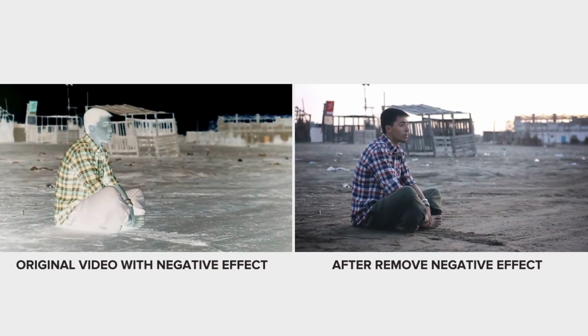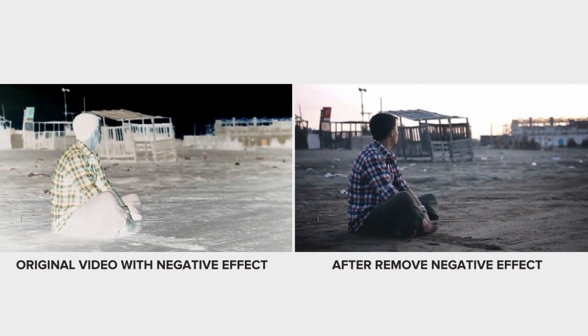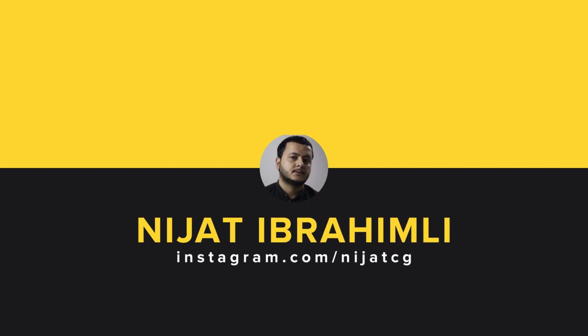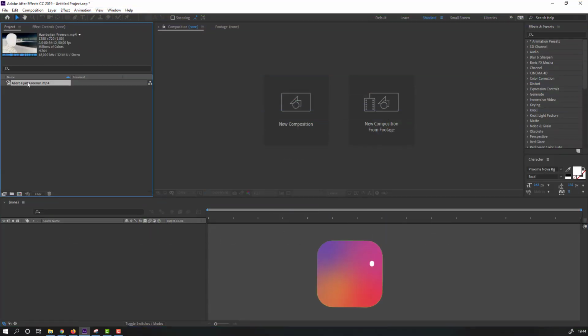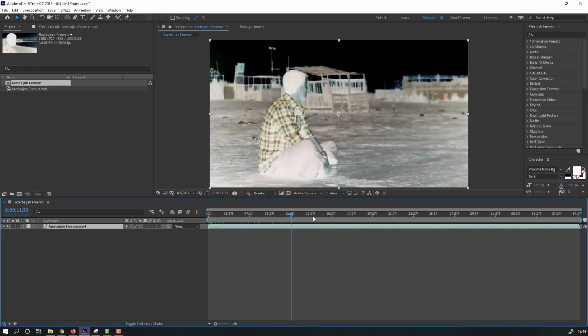In this tutorial, I'm gonna show how to remove negative effect from video with After Effects. Let's get started. So I have one video with negative effect. Let's select this video and move to new composition. Like this.